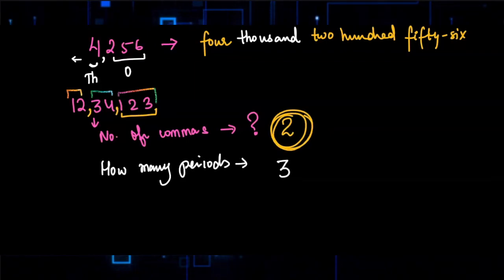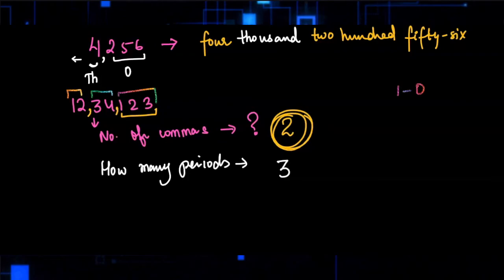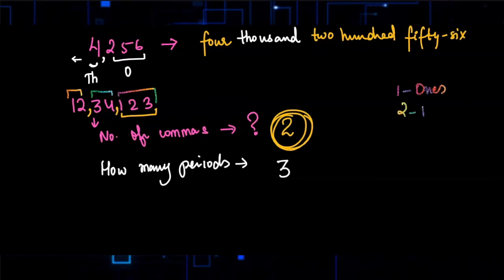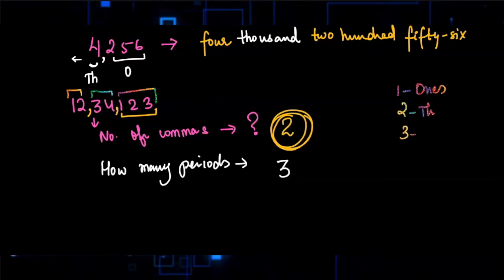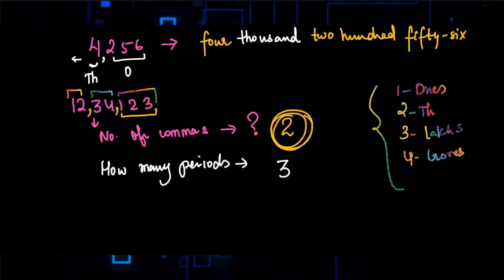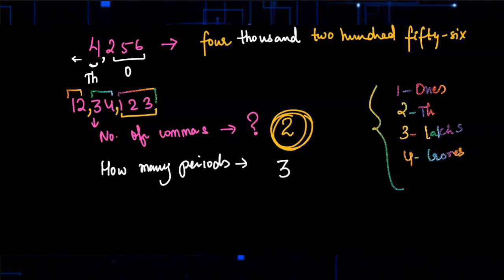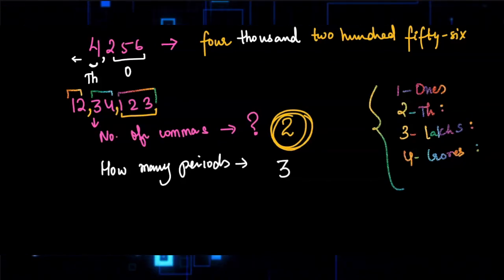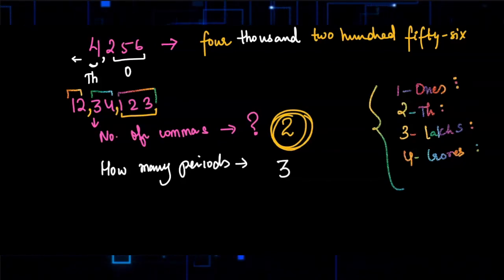Now, the third period means lakhs. The second period means thousands. The first period is of ones. The second period is of thousands. And the third period is of lakhs. And the fourth period is of crores. You just need to remember these 4 periods only. Crores contain only 2 digits, lakhs also 2 digits, thousands also 2 digits. Only the ones period contains 3 digits. So ones period contains 3 digits, then 2, 2, 2.